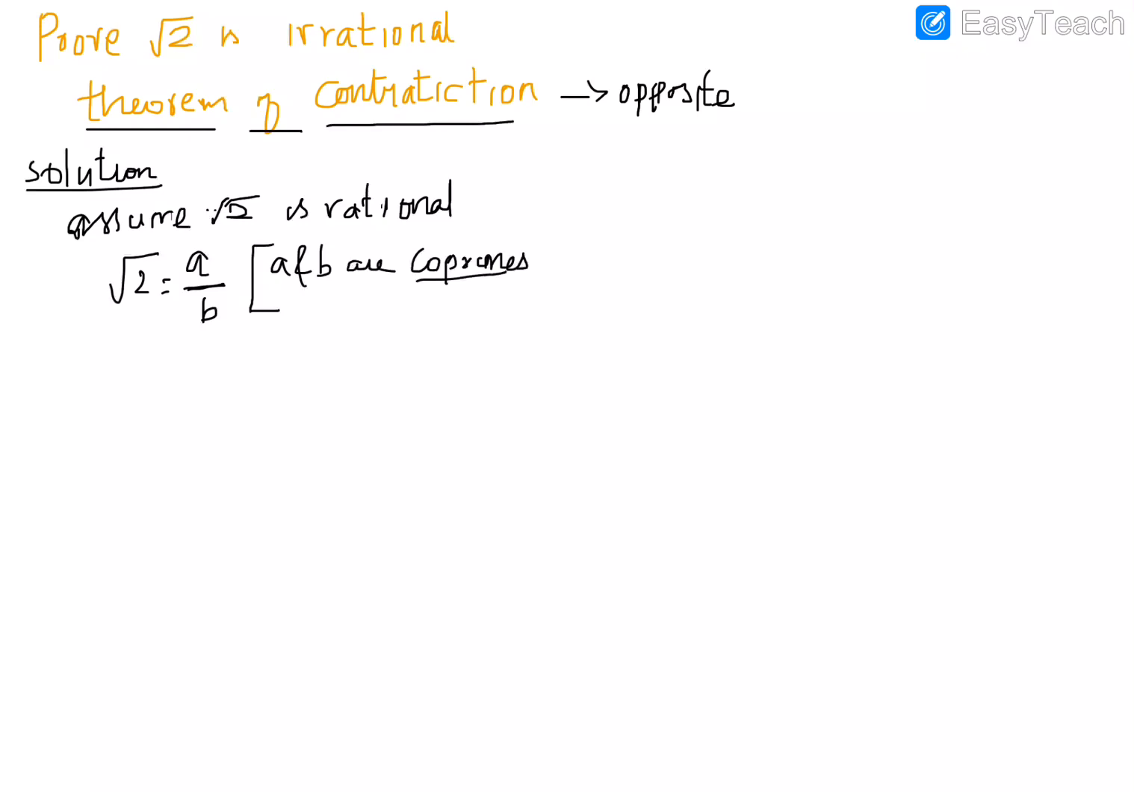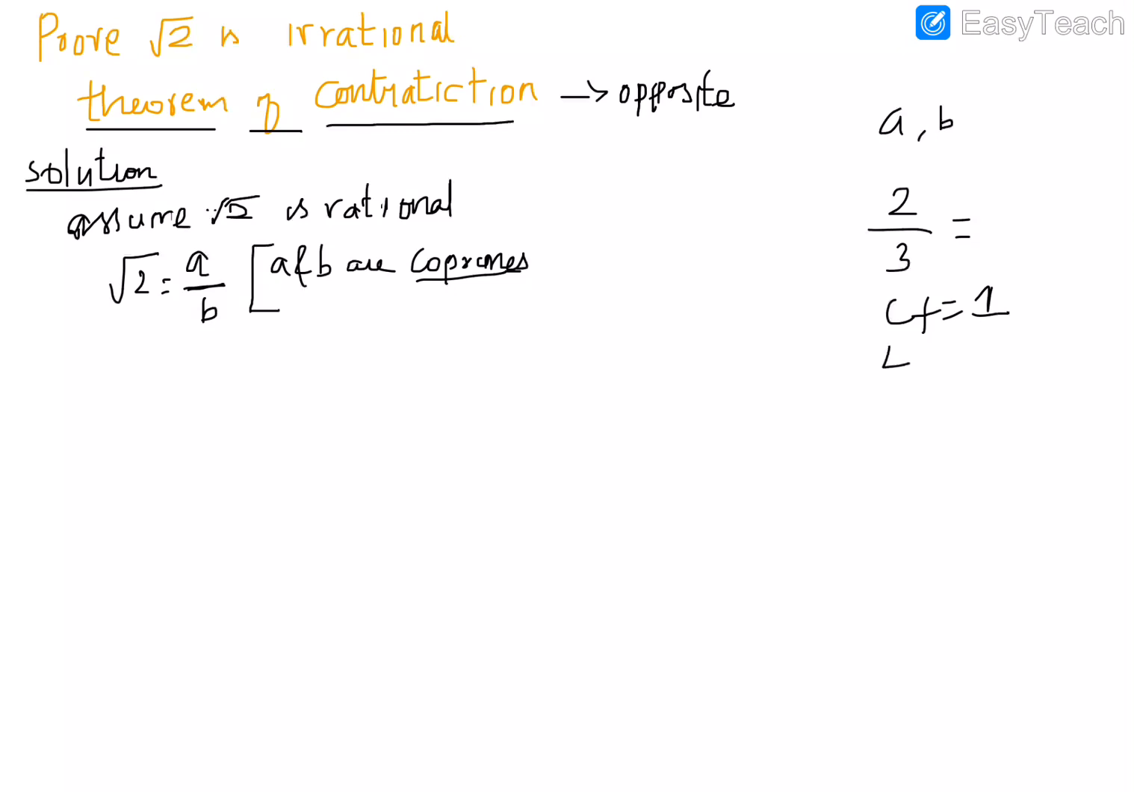So what are co-primes? I hope you all know very well. Co-primes are numbers a and b that do not have any common factor. For example, it should be in the simplest form. So I write 2 by 3, right? For a I assume 2, for b I assume 3. So 2 and 3 do not have any common factor except 1. So the common factor here is 1 only.